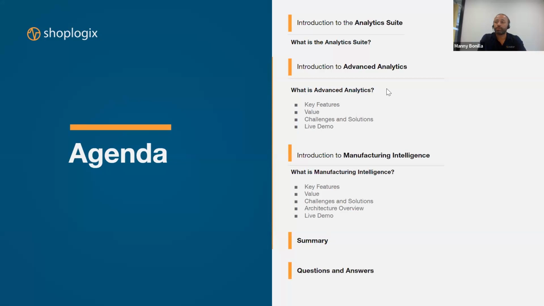Okay, so just a quick overview of the agenda today. We'll do a quick introduction of what is Analytics Suite and the offering. Then we'll go into the two main offerings of Analytics Suite: Advanced Analytics, which is the ability to use a lot of advanced data visualization and data mining tools on top of your analytics portal. And then we'll take you into Manufacturing Intelligence, which is the ability to ingest other sources of data into Shoplogix core data set. And then we'll wrap up with a summary and any Q&A.